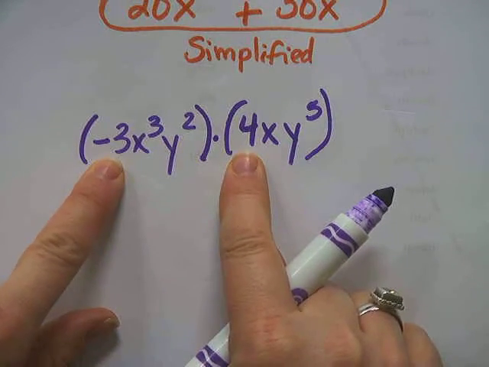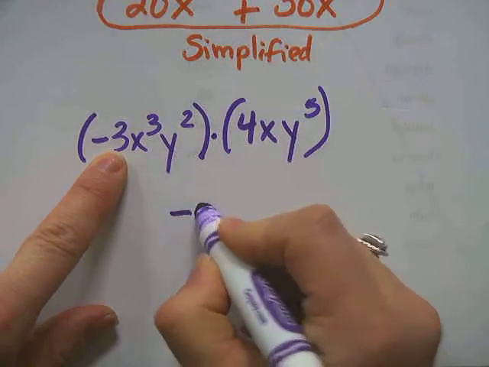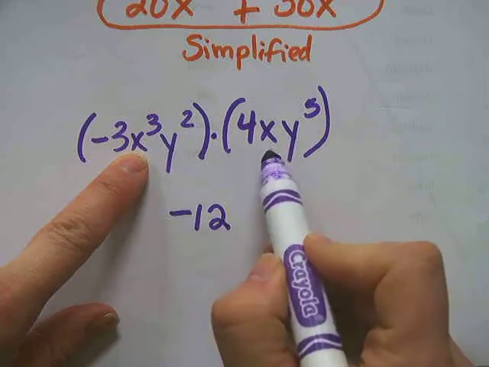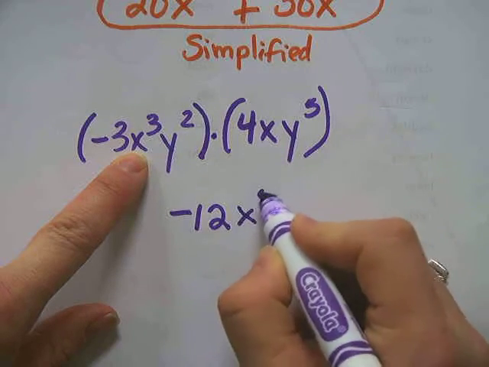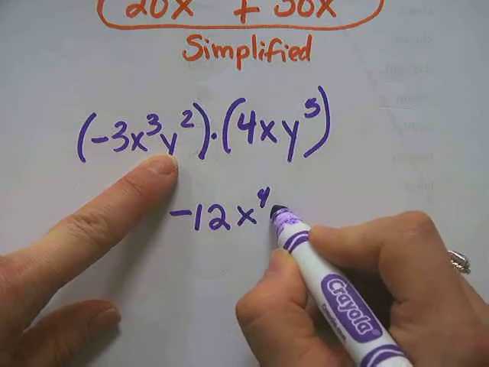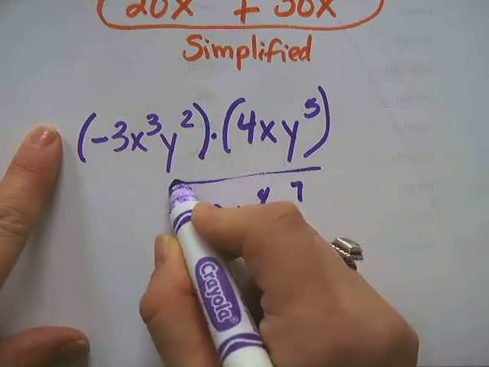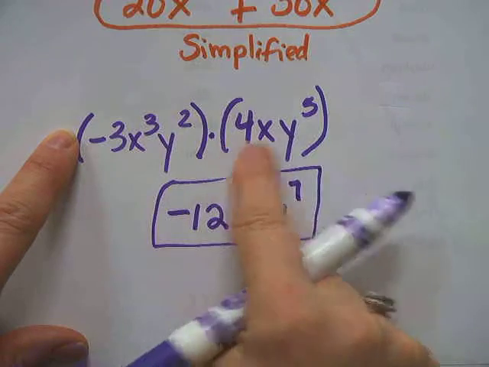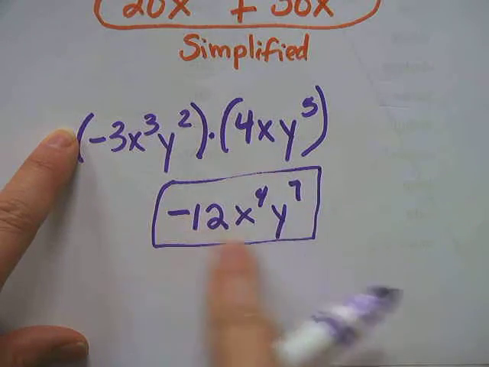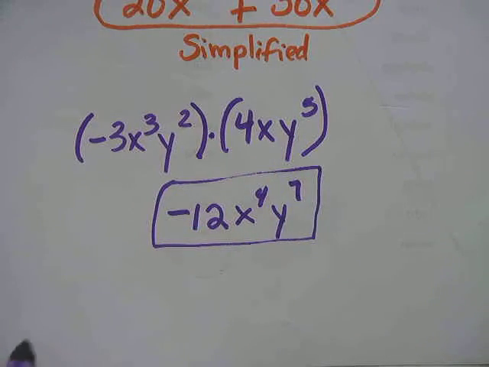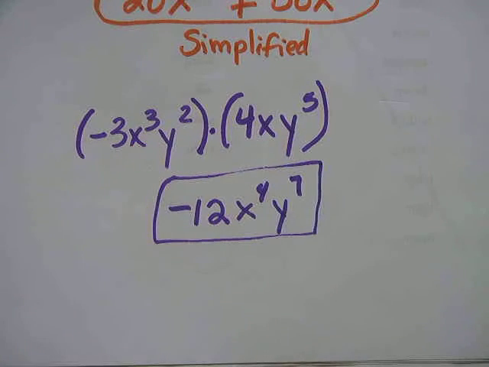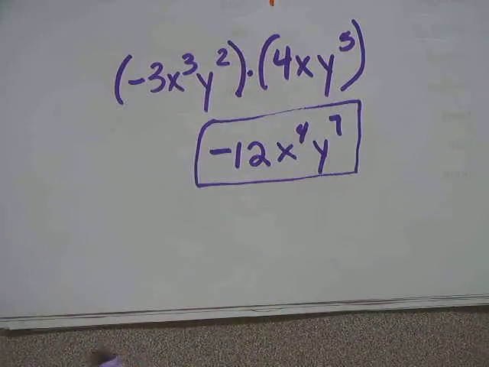Really what that means is you multiply the coefficients, -3 times 4. Then you multiply all the powers with the same base. X cubed times x is x to the 4th. Y squared times y to the 5th is y to the 7th. So notice a monomial times a monomial just gives you another monomial. We didn't have to use the distributive property here at all. It was just multiplying two monomials together.